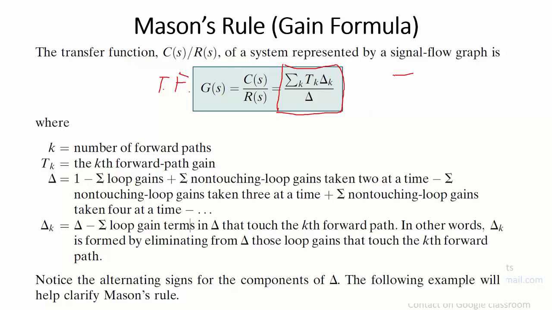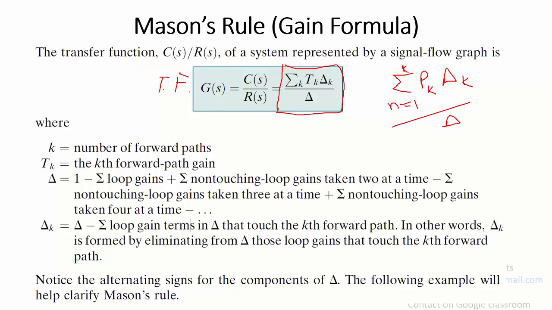Some of the books have written this as n equal to 1, so the summation will be taken from 1 to k. I'll be explaining what each of these terms stand for. Pk delta k upon delta. So in most of the books you might find the expression pk. So pk is taken for forward path, and k, so we now define what is k.